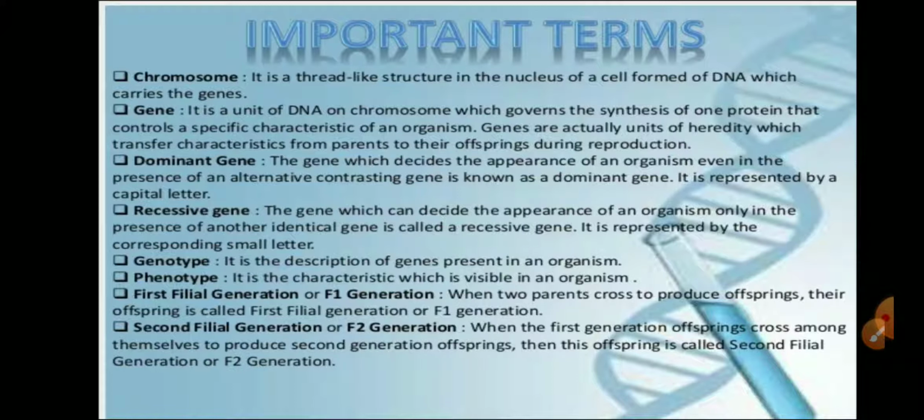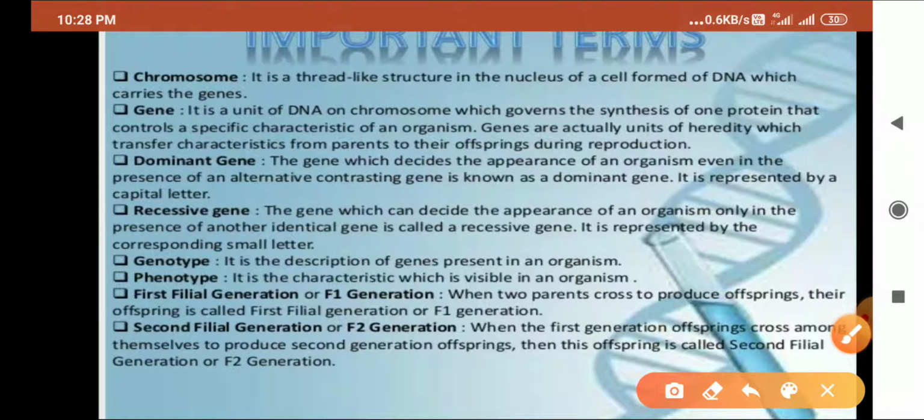Now, there are certain important terms related to the chapter heredity. We have the term chromosome. A chromosome is a thread-like structure. These are fine thread-like structures which are present in the nucleus. So these are the chromosomes, present in the nucleus.